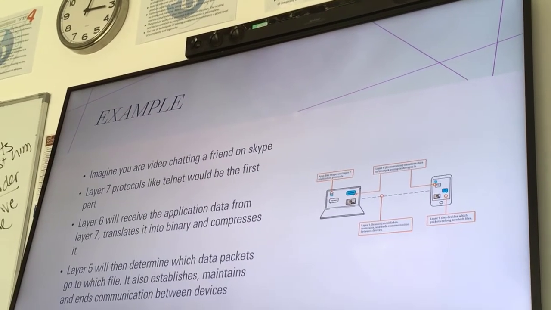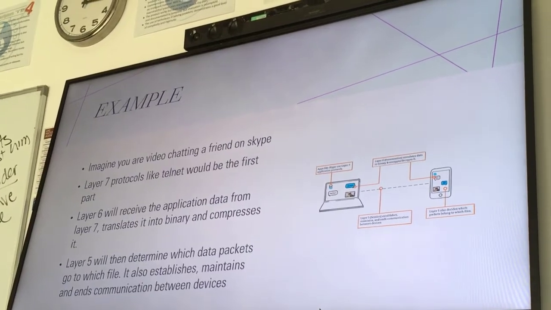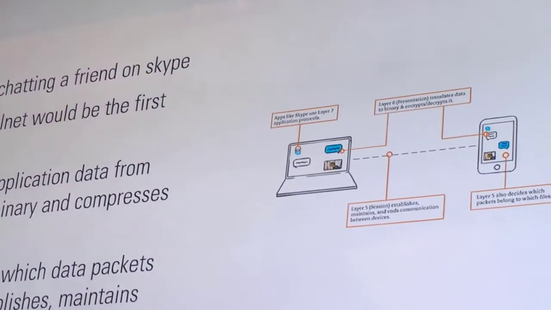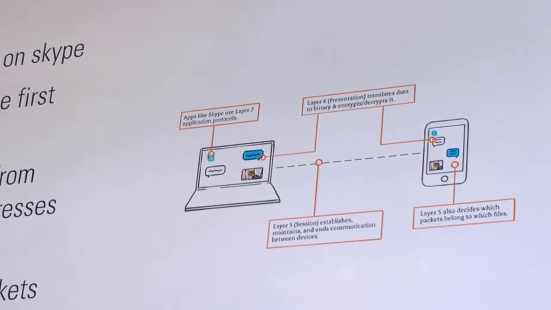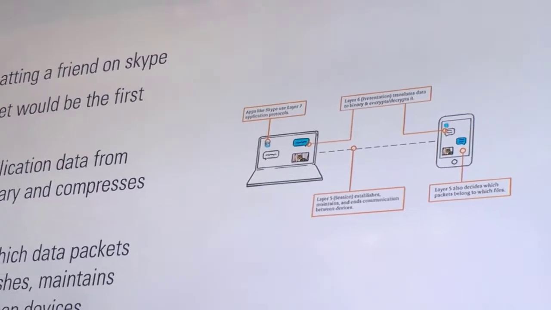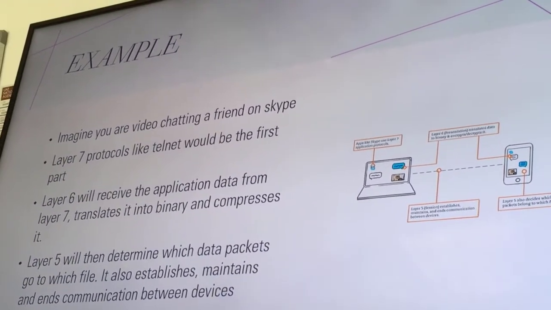An example. Imagine you are video chatting a friend on Skype. Layer 7 protocols like Telnet would be the first part. Layer 6 will receive the application data from Layer 7, translate it into binary, and compress it. Layer 5 will then determine which data packets go to which file. It also establishes, maintains, and ends communication between you and your friend.